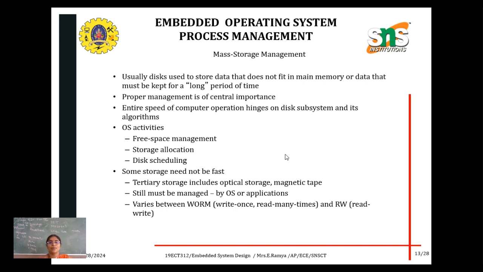So how is it organized? It is organized by means of directories. What is meant by mass storage management? We have three different types of OS activities: free space management, storage allocation, and disk scheduling. These are the three important activities of operating system management.